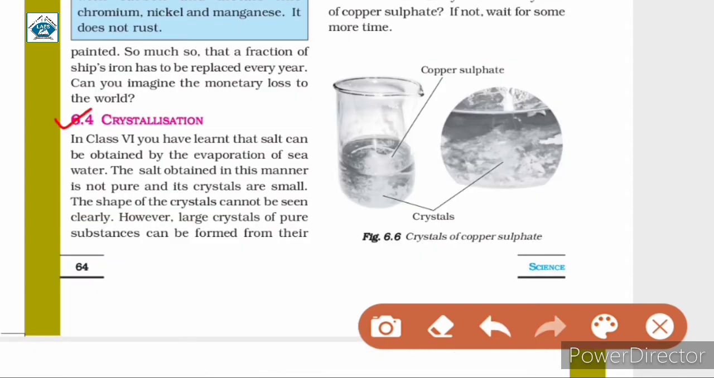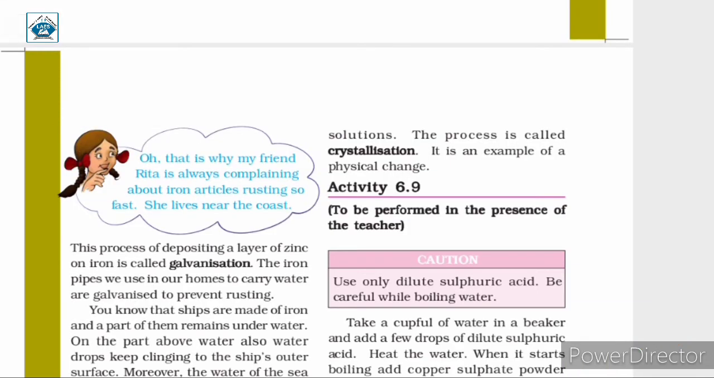Crystallization. In class 6, you have learned that salt can be obtained by the evaporation of seawater. The salt obtained in this manner is not pure and its crystals are small. The shape of the crystals cannot be seen clearly. However, large crystals of pure substances can be formed from their solutions. This process is called crystallization. It is an example of a physical change.